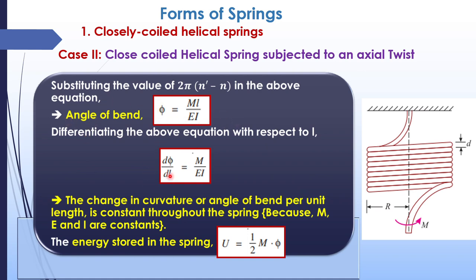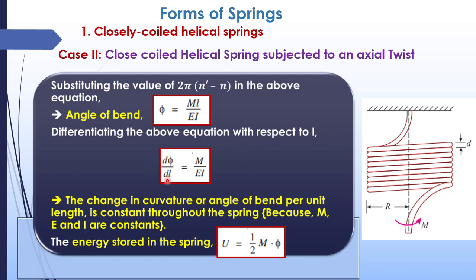Now we have to differentiate this particular equation with respect to dL for getting the total change. d phi by dL is equal to M by EI you will get if you are differentiating with respect to L. That means the change in the bend or the change in the curvature of this particular coil is not dependent on anything. It is a constant parameter. Even if you are tightening this, the curvature, that is the slope, will be the same, it will be a constant. The only thing is its diameter will decrease and the number of coils will increase, but there will be no difference in its curvature.